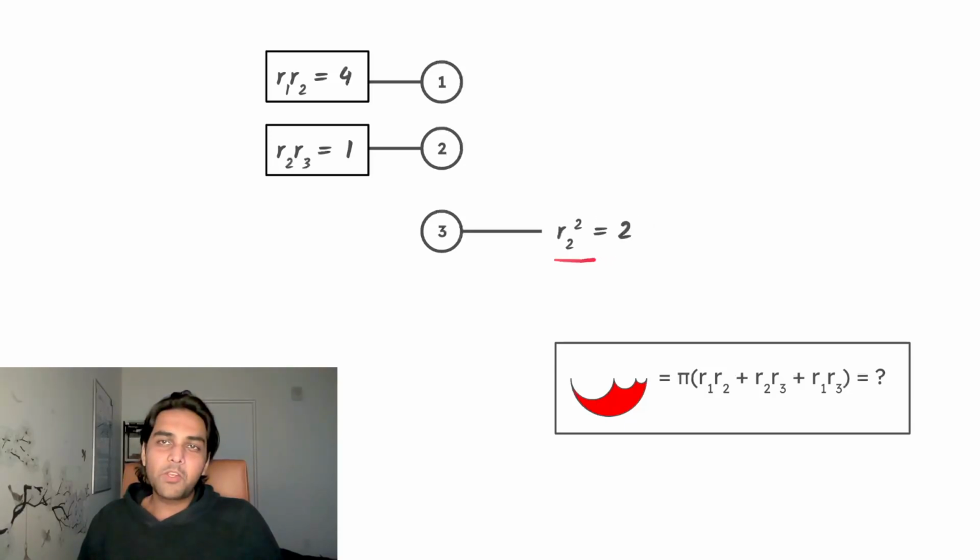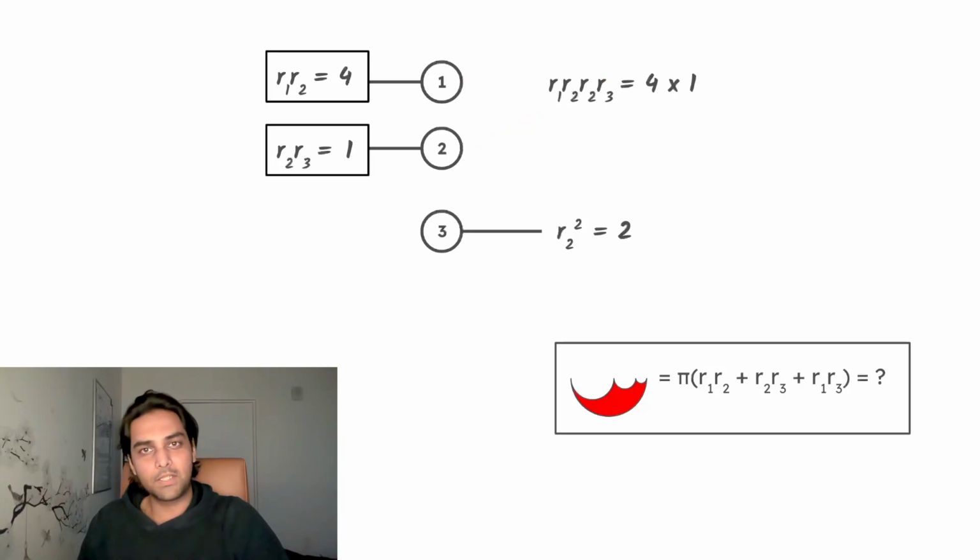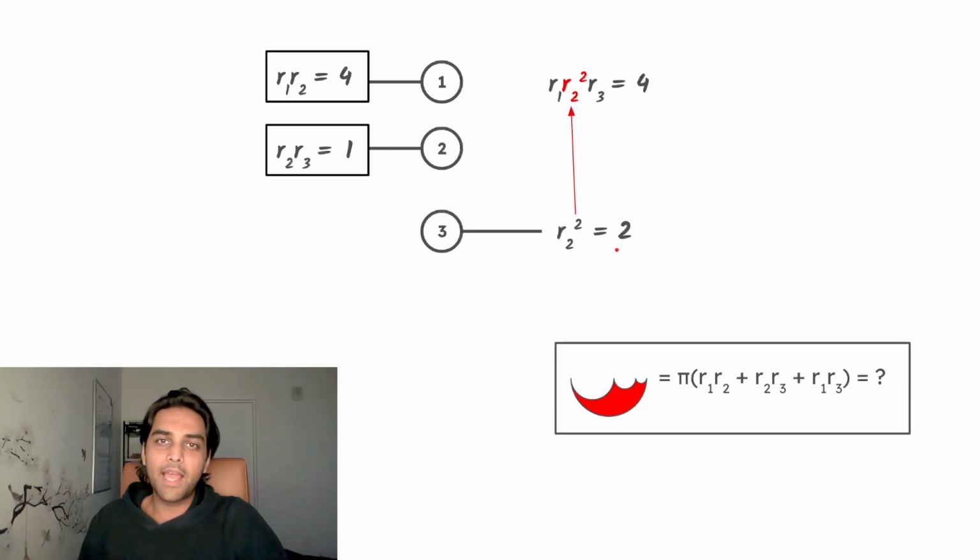Now, because the third equation had a different form, we didn't get the value of the third term directly. So what can we do to get the value of r1 times r3? Well, notice that we have an r1 here and an r3 here. So if we multiply the first equation and the second equation together, we get r1 times r2 times r2 times r3 equals 4 times 1. This is starting to look promising. This middle term becomes r2 squared, and we already know the value of r2 squared is 2. So let's plug that in, and we get r1 times 2 times r3 equals 4, which means r1 times r3 equals 4 by 2, which is 2.